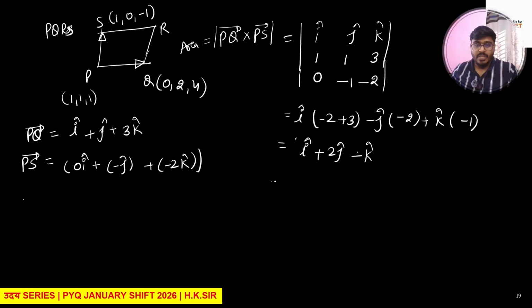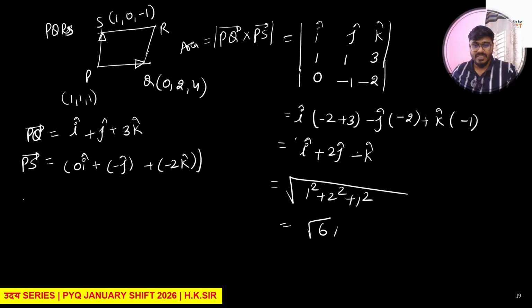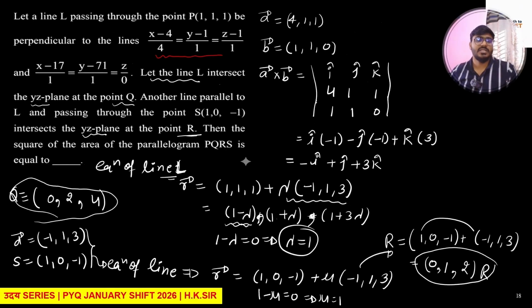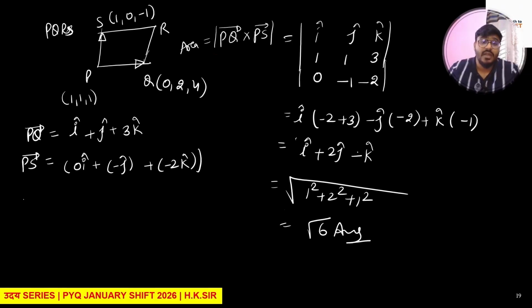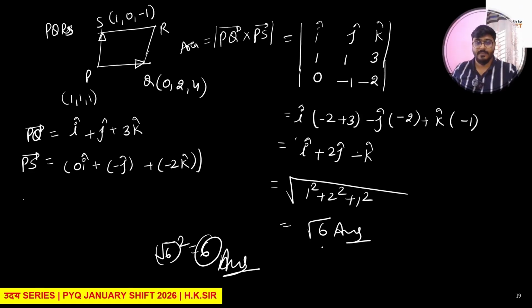When we take magnitude, this is under root 1 square plus 2 square plus 1 square. So 1 plus 4 plus 1, root 6. Root 6 is our area of this parallelogram. Root 6 is our answer, but they are asking square. Square means root 6 square. Root 6 square means 6 is our final answer, not this one. 6 is our final answer.